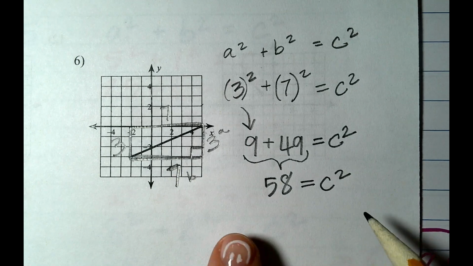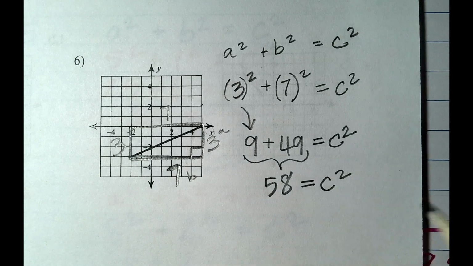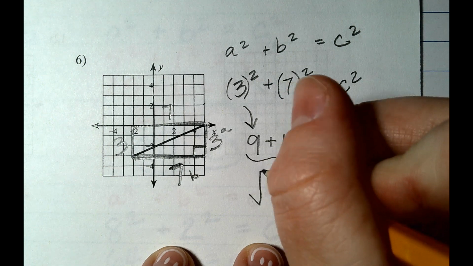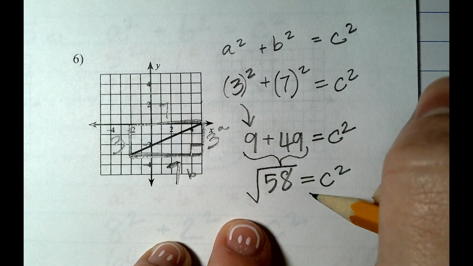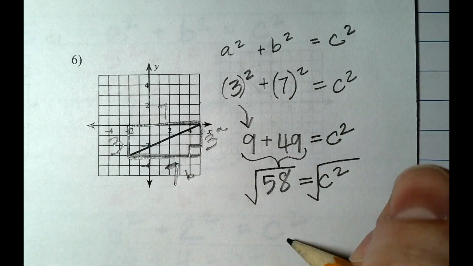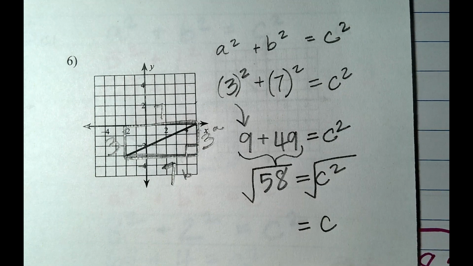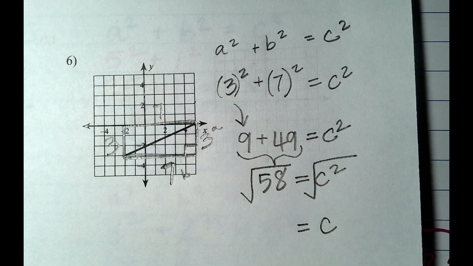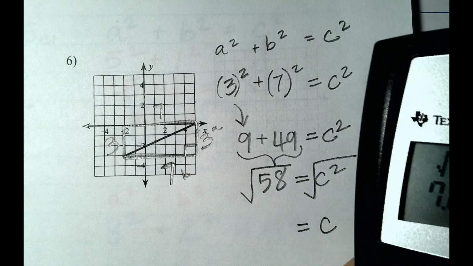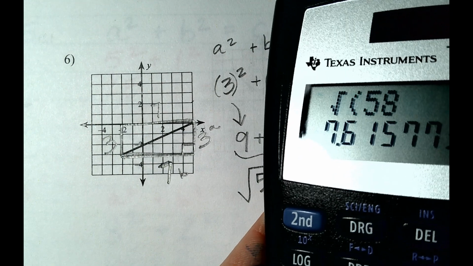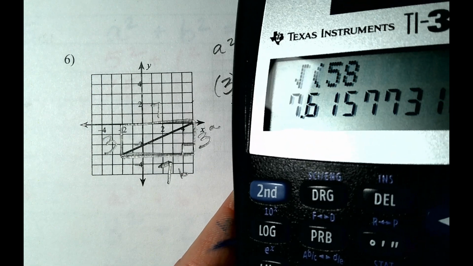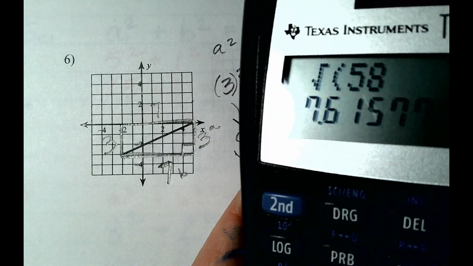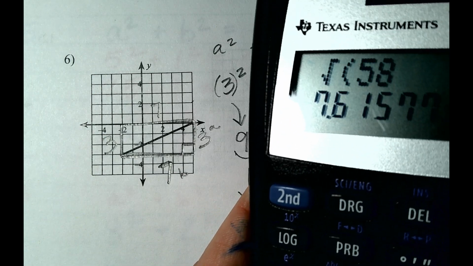Now, how'd you get 7.61? What'd you do? Square root. Square root. Good. So we're going to square root both sides, and that gives us C by itself. And square root of 58, we do get 7.615773. 7.62 is what I'm gonna put.